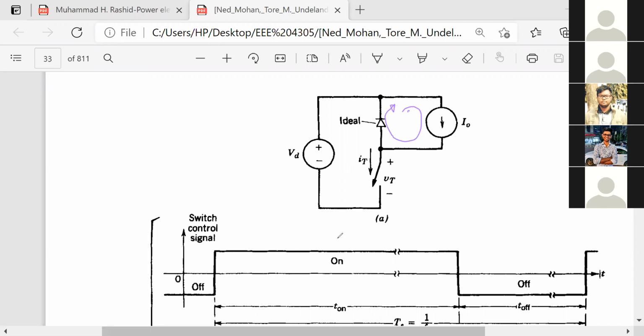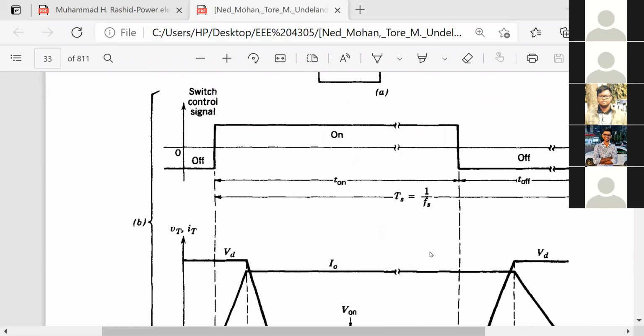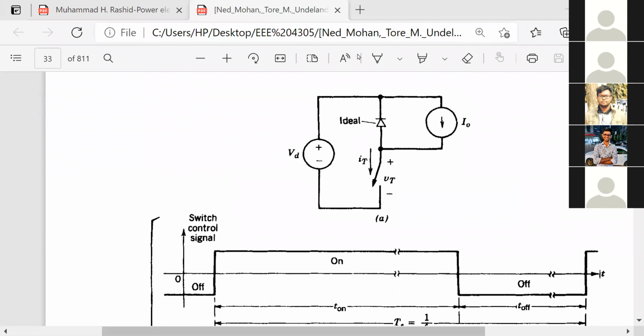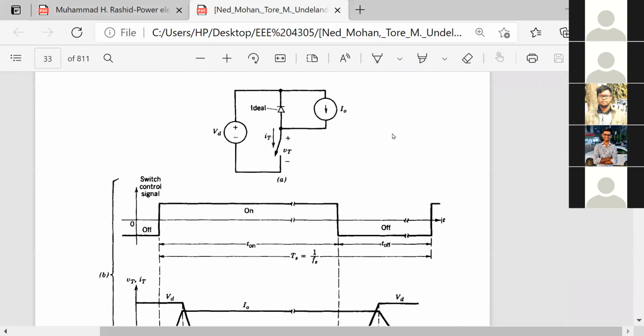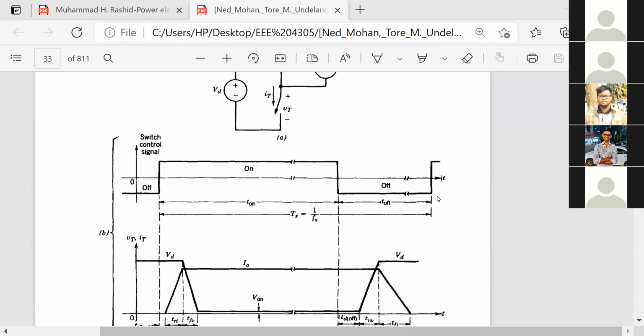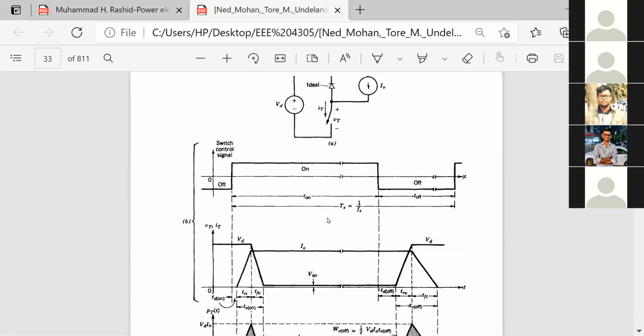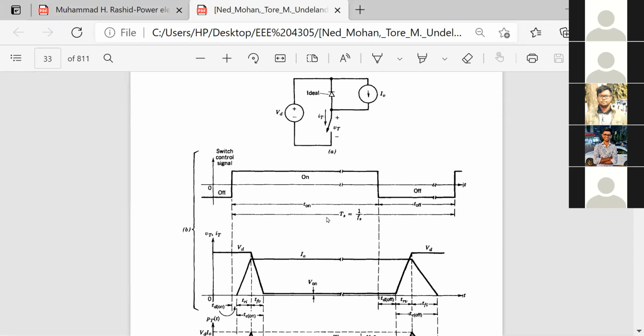Now, if you go to the next figure here, then I should make it, can you see it now? Yes, sir. Still. Here. If you can see it.